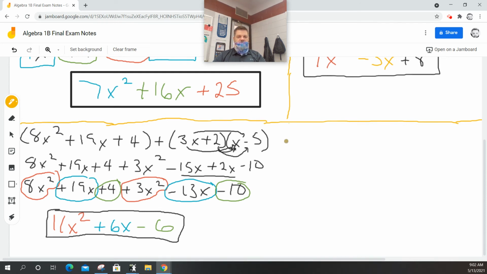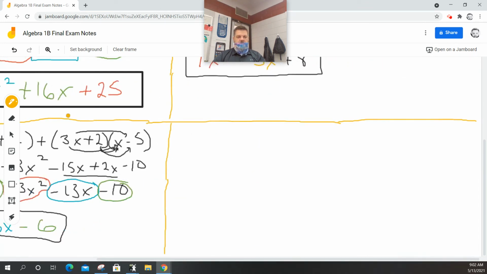One last problem. This is all one problem, by the way. It's 4 problems in one. I'm not quite sure what purpose this serves, but anyways, let's go to the next one. 6x plus 1, I'm sorry, I said it wrong. Times 3x minus 7. Minus 7x squared minus 34x minus 20.